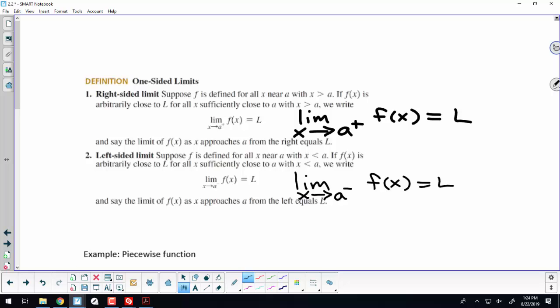So the way we would define that is basically the same preliminary definition that we just saw. The only modifier for the right-sided limit is that x has to be larger than a. x is to the right of a, so we're approaching from the right. And for the left-sided limit, x is less than a, approaching from only the left.